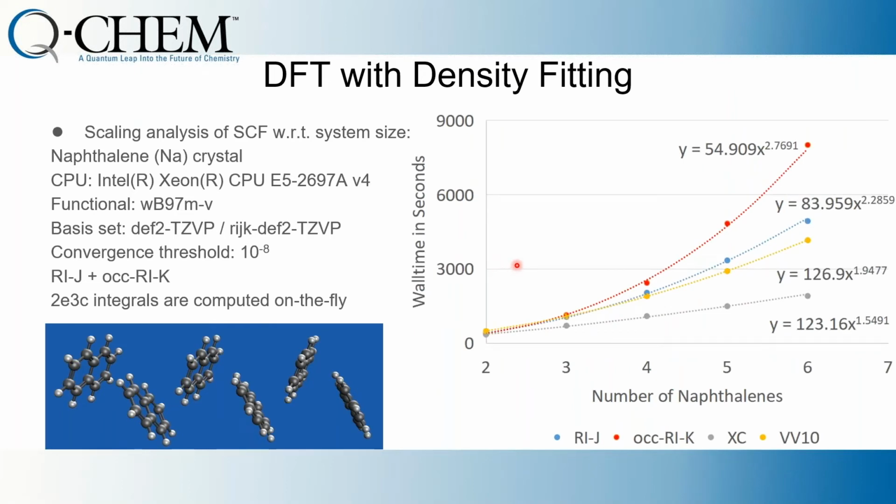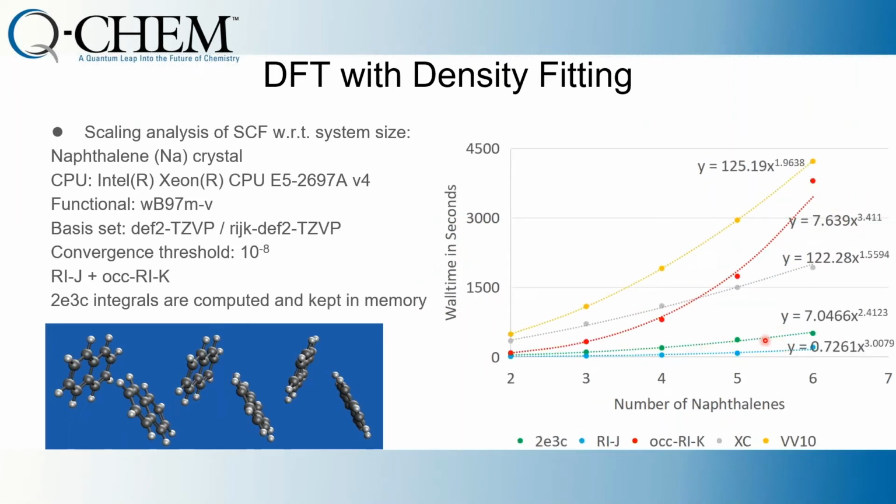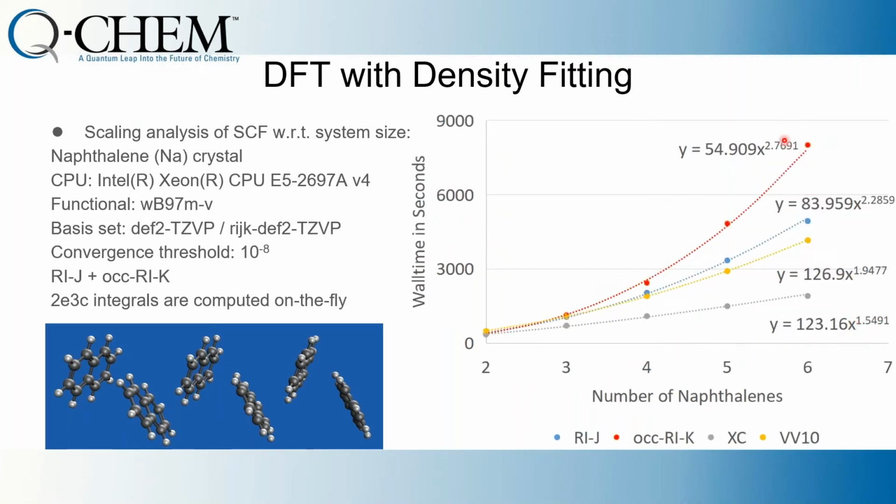When two-electron three-center integrals are computed on the fly, the time for computing Rij and Rik now exceeds the wall time for VV10, which is the yellow curve, because most of the time is spent recomputing two-electron three-center integrals. And the scaling is now reduced to between quadratic and cubic. Remember, the scaling for computing two-electron three-center integrals is like this one. Because it becomes dominant, its scaling is reduced, which is somewhat expected.